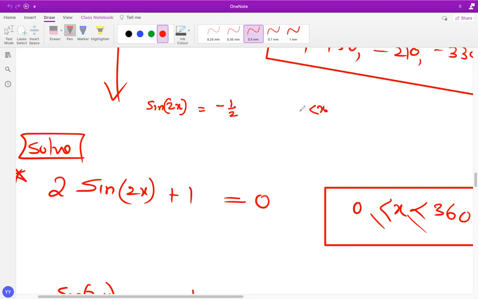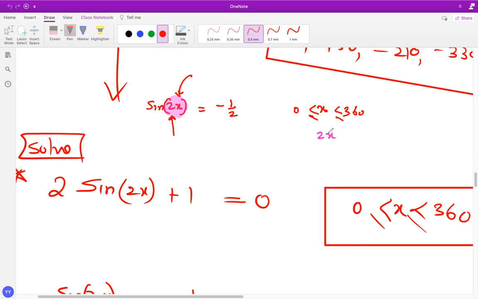So the range of x values is 0 to 360. Basically now it's like a puzzle. You input an x value and you double that, and for that the sine ratio is negative half. So first I'm going to find the range of the 2x value. If I can get the range of the 2x value, then I can just divide the answers by 2 to get the values of x.